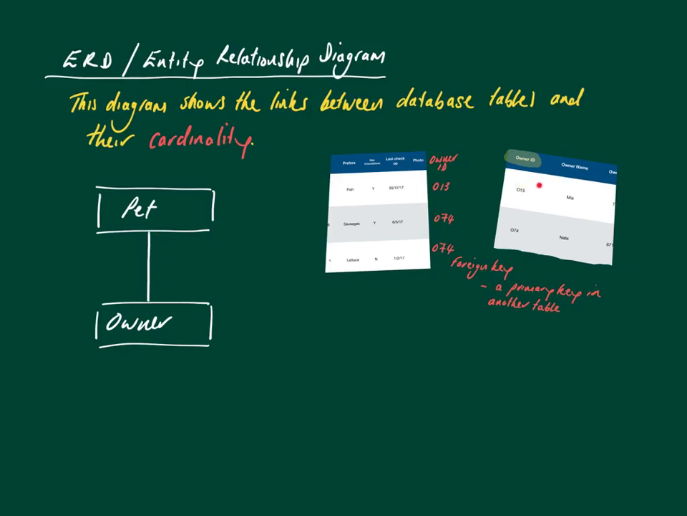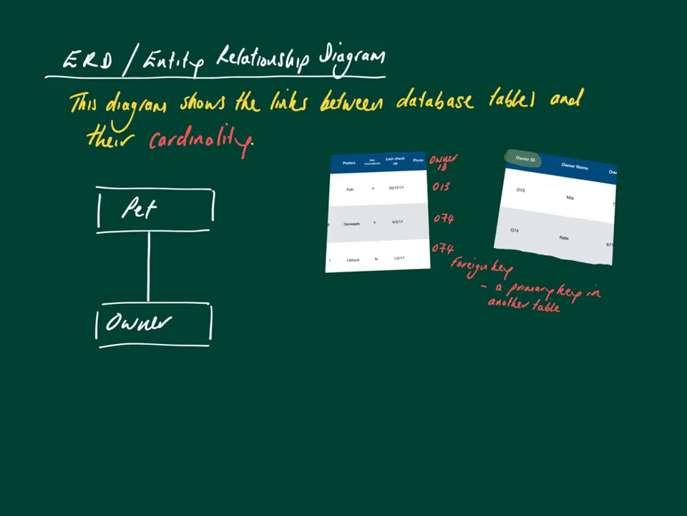Now one owner ID, which represents Mia, is used once in the pet table. So the cardinality between this particular pieces of information is one owner has one pet. But the owner here, Nate, has two pets. So the relationship here, the cardinality, is one owner has many pets.